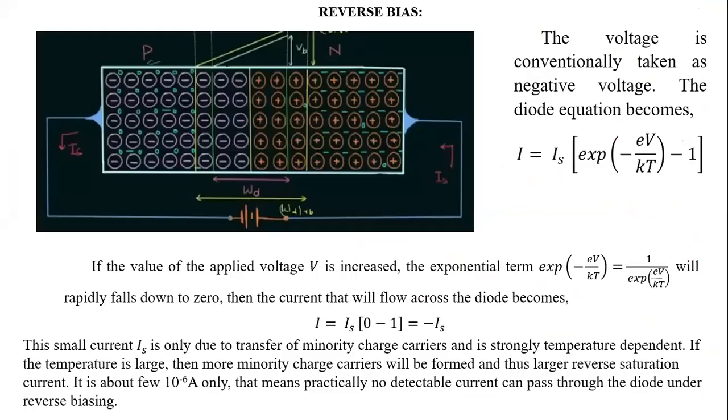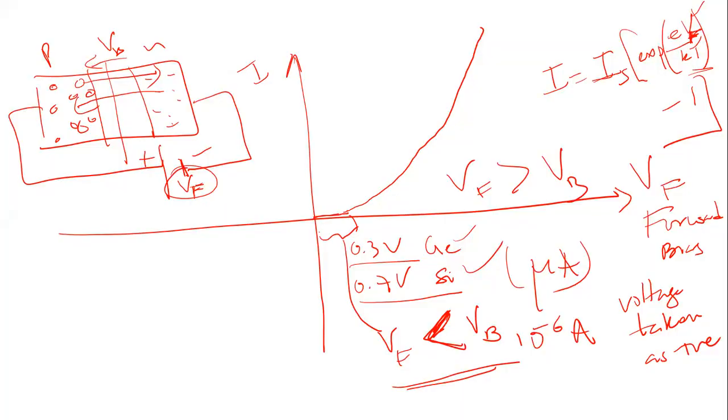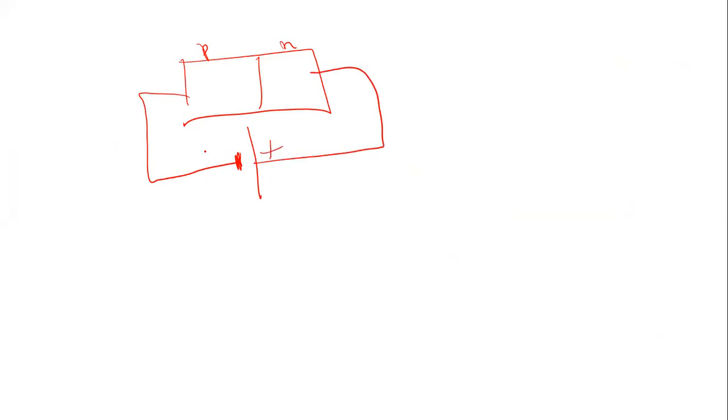Now, let us consider another situation in which you reverse the polarity of your external battery like this. So this is p type, this is n type, and instead of connecting like the previous configuration, let us reverse the polarity. So positive, negative. Positive is connected to the n side and negative is connected to the p side. So the voltage supply is what we call VR. And by convention, we call it reverse voltage, reverse biasing voltage.